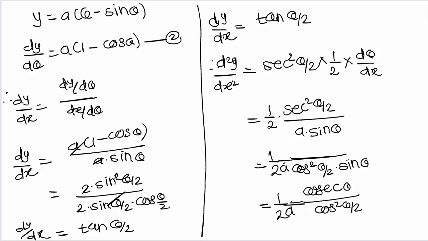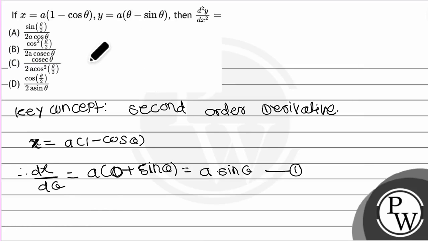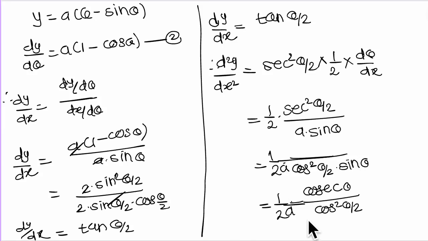Yes, 1 by 2a into cosec theta upon cos square of theta by 2. Guys, your correct option will be option C, that is cosec theta upon 2a into cos square theta by 2. So this is our required d2y by dx square, the second order derivative.